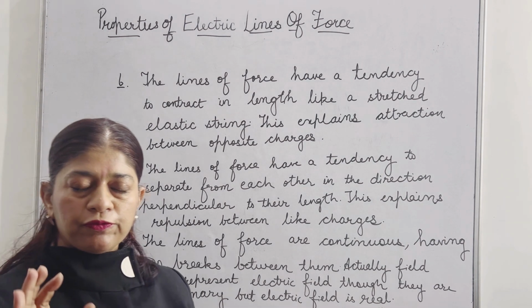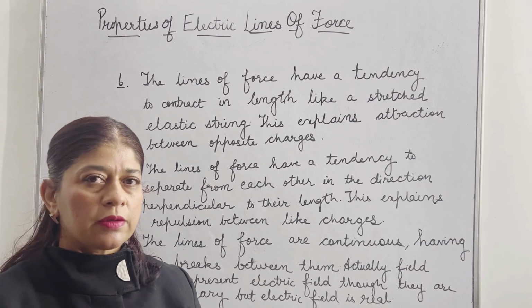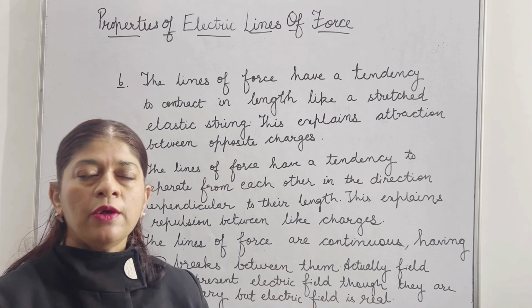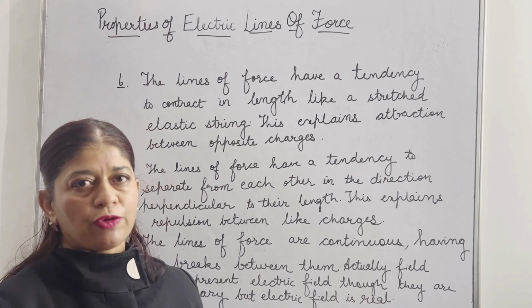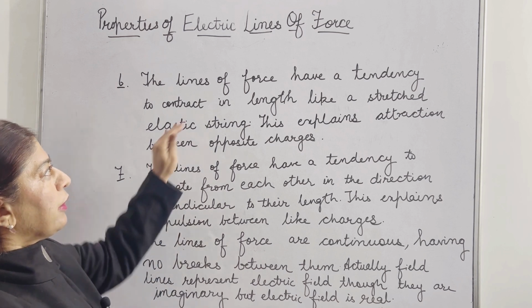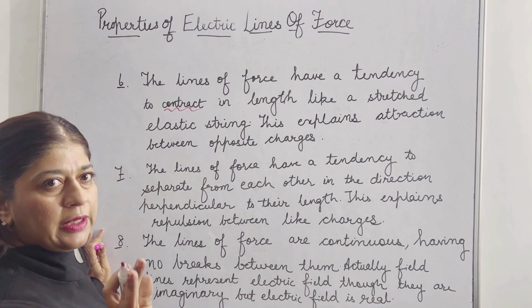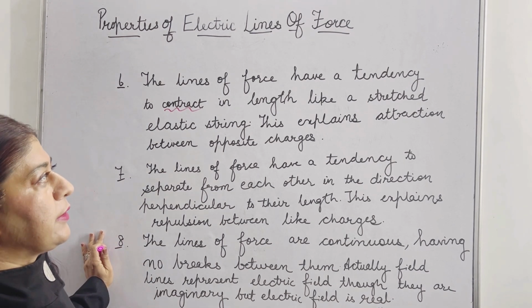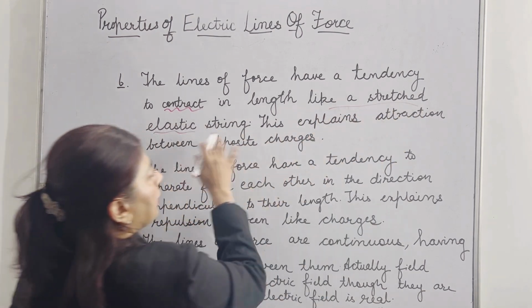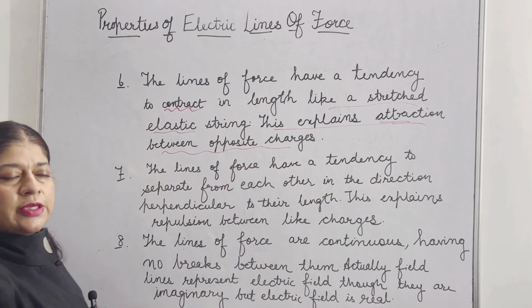Many times a conceptual question is given where the nature of the charges has not been given. But you just have to look at the nature of the electric lines of force, and from there you have to identify the nature of the charge. In that case, these points are very important. If the lines of force have a tendency to contract, contraction will happen only when the two charges are opposite in nature. So they are contracting in length like a stretched elastic string. This explains the attraction, and attraction is always between opposite charges.